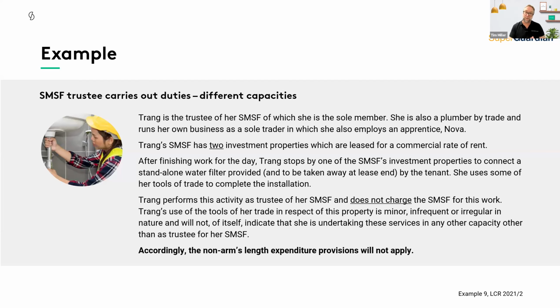So Trang performs this activity as trustee of her self-managed fund and does not charge the super fund for the work. Trang's use of the tools of her trade in respect of the property is minor. Her use of the tools is minor, infrequent, or irregular in nature and will not of itself indicate that she is undertaking these services in any other capacity other than as trustee of the self-managed super fund. So this won't be gnarly.